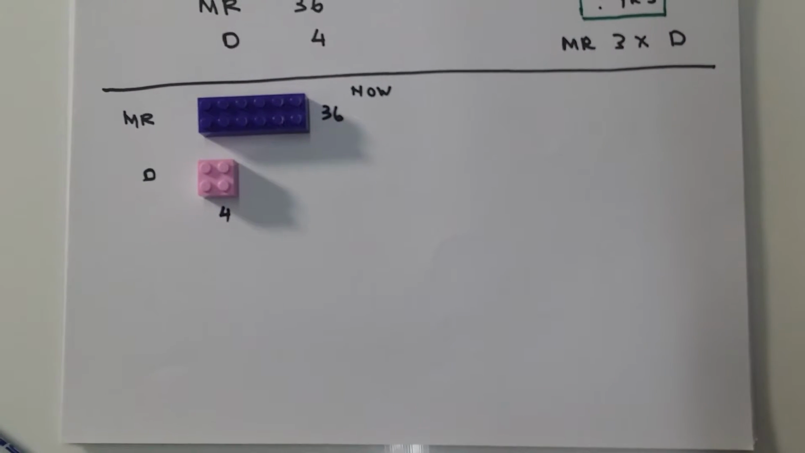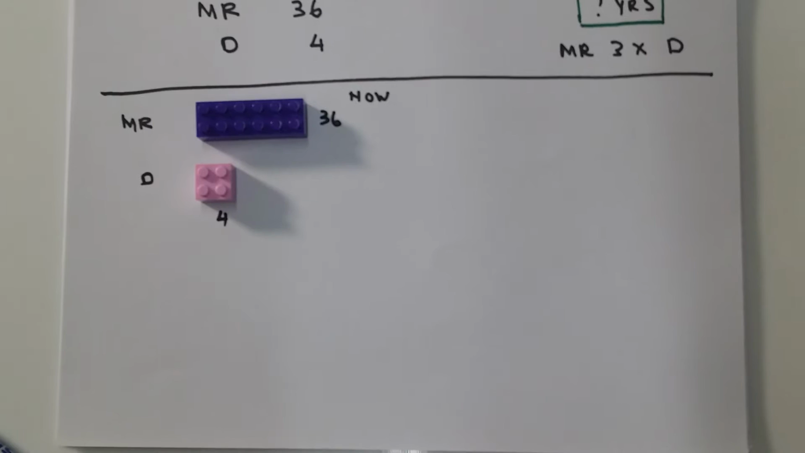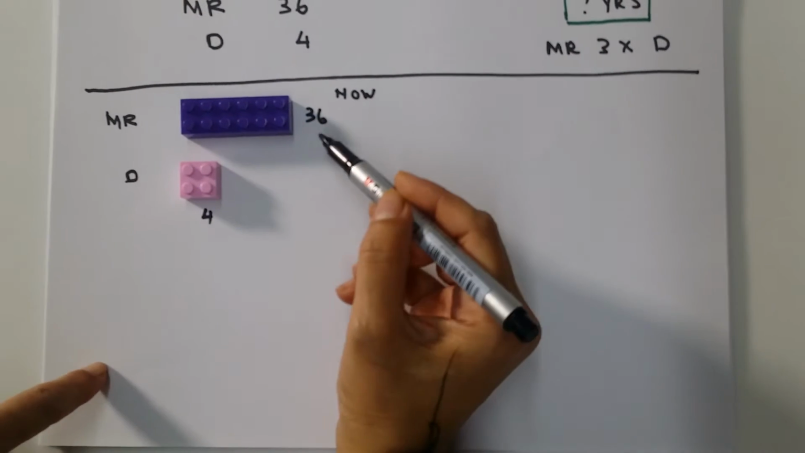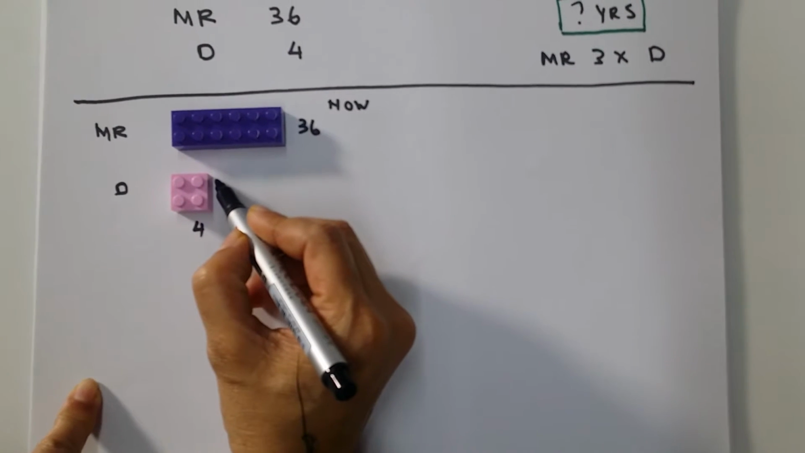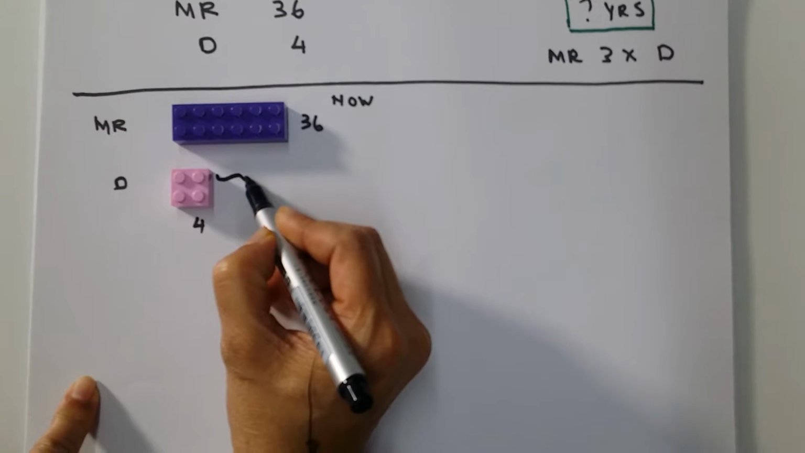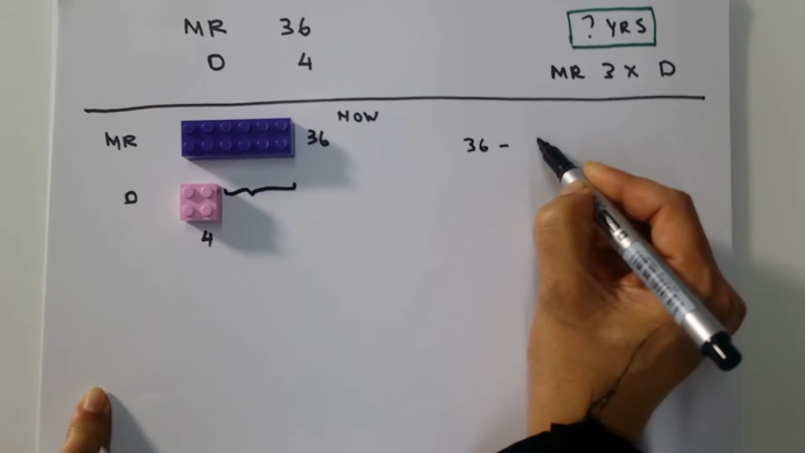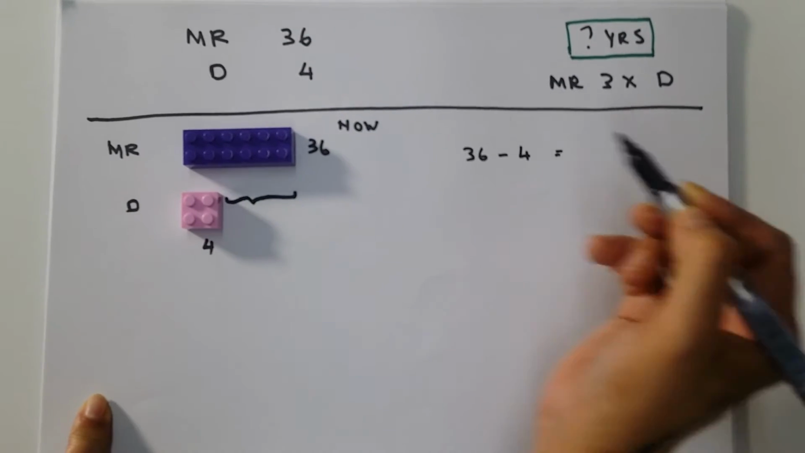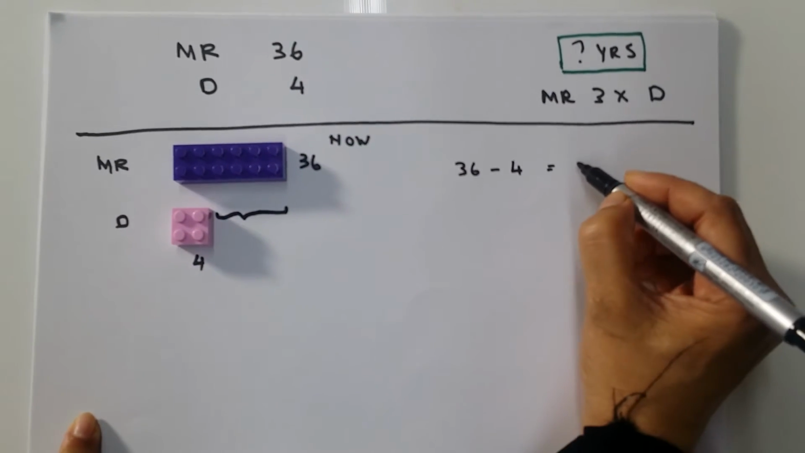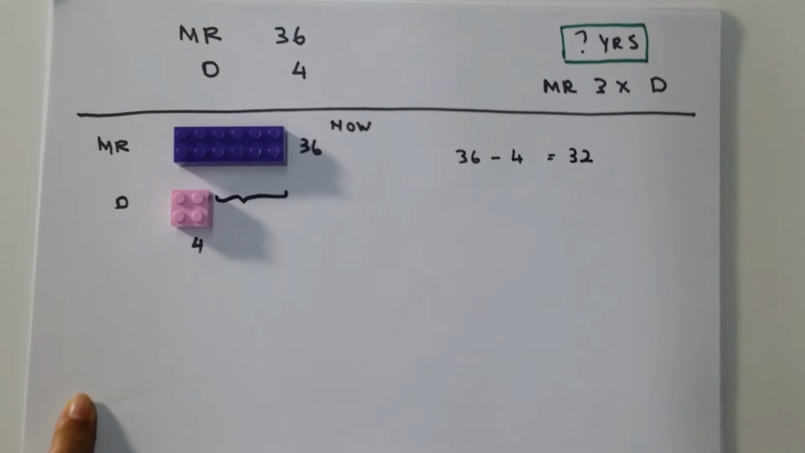Okay. Earlier on, we learned about the difference in age. So there's a difference in age here. The difference in age between Mrs. Rani and the daughter is 36 minus 4. In this case, now Mrs. Rani is 32 years older than the daughter.